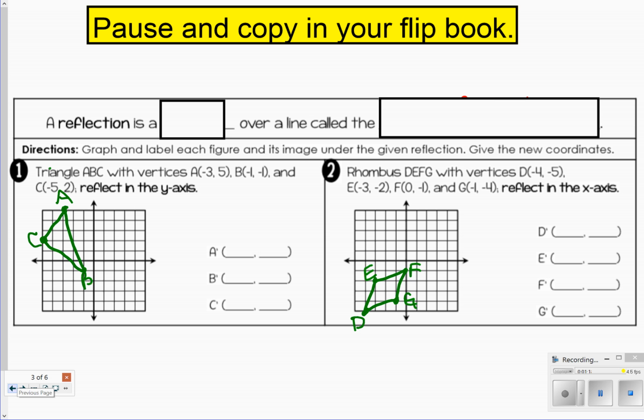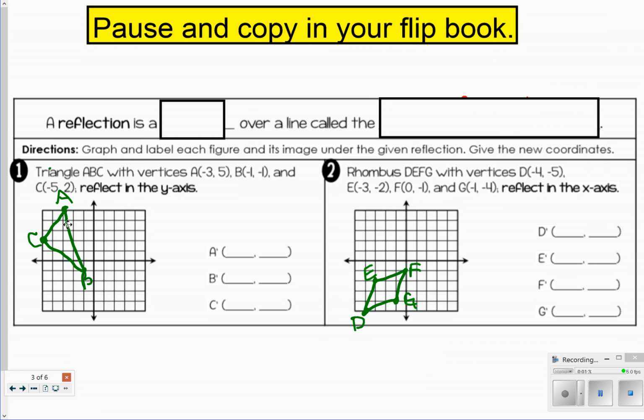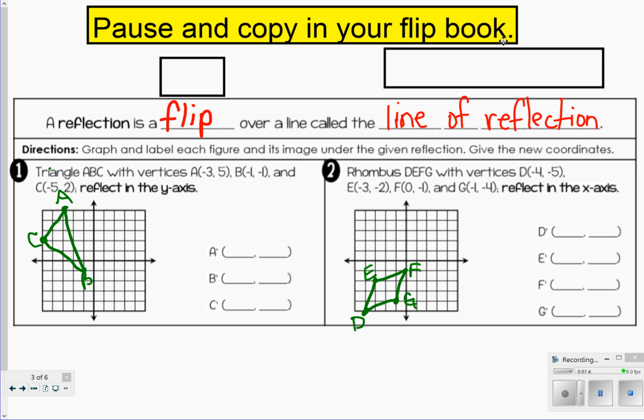All right, here we go. Let's turn to the page in your flip book that is talking about reflections, and this is boxes 1 and 2. So as we talked about just a second ago, a reflection is a short word flip. It's a flip over the line, and that line is called our line of reflection. Sorry for the messy spelling.